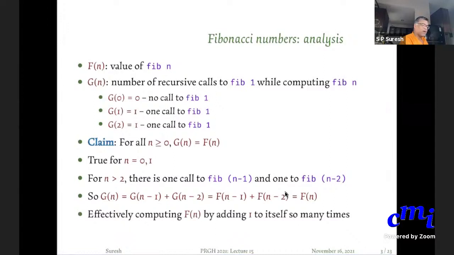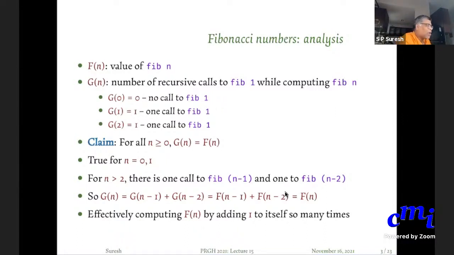So essentially, to compute f of n by the naive recursion method, you are really adding 1 to itself so many times. You're doing unary computation. You're doing so many additions. How many additions? As many as f of n minus 1 additions, because for f of n you will line up the ones and add them. So this is clearly inefficient. But why is it still exponential?